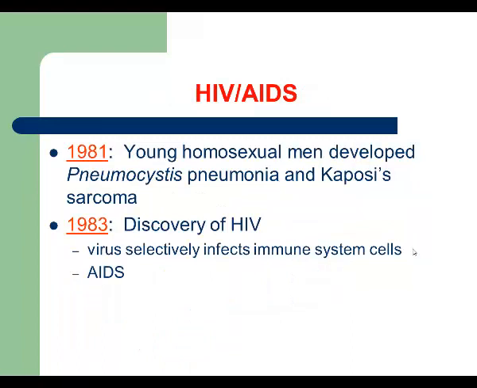And finally, let's go through a little bit of history of HIV infection. Scientists believe that the first cases of HIV infection go back into 1981, when young homosexual men developed pneumocystic pneumonia and Kaposi's sarcoma.